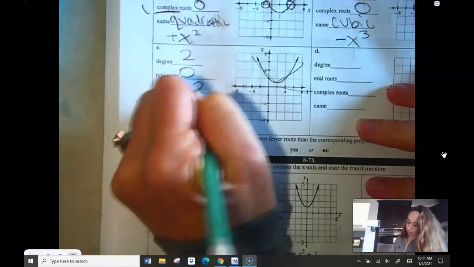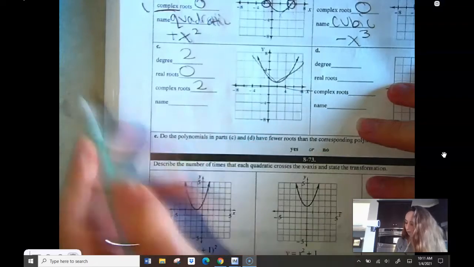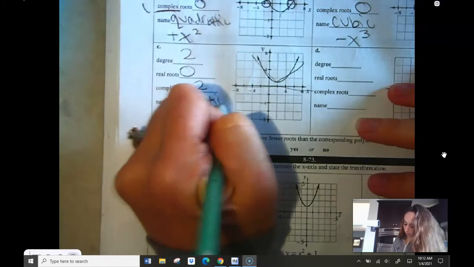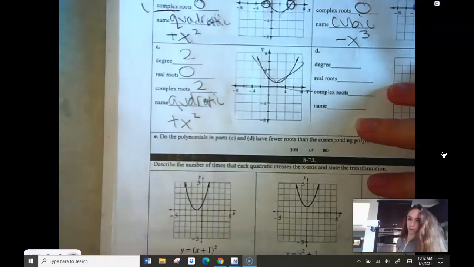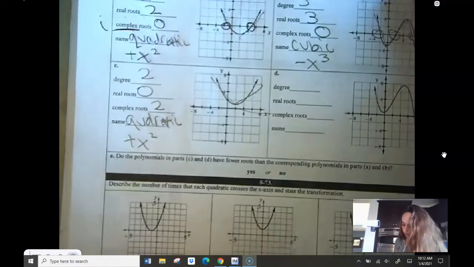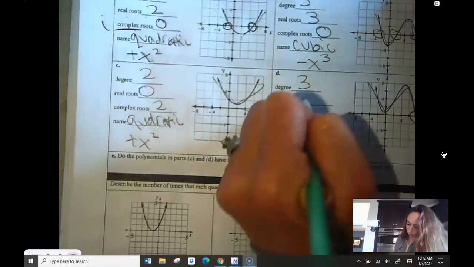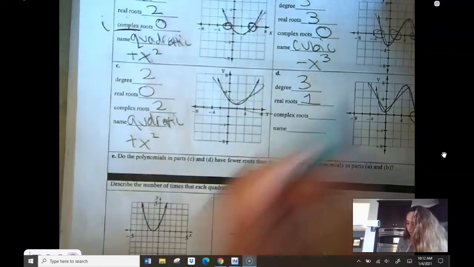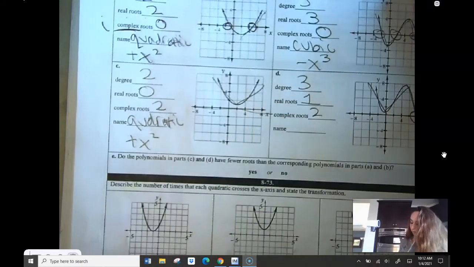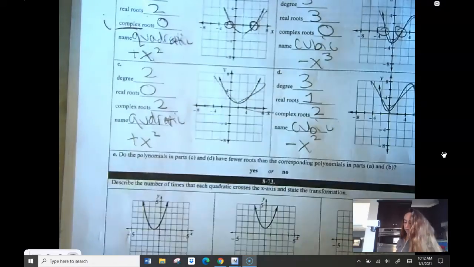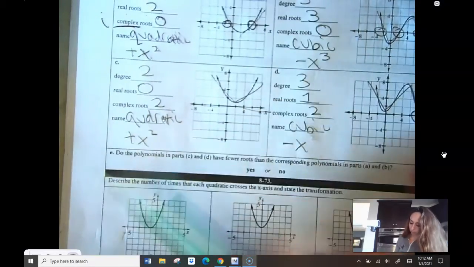Degree, 1, 2. Real roots, it's not crossing the x-axis at all. That means that both of them are imaginary. And the name is quadratic, and it's a positive x squared because it's going up. Okay, degree, 1, 2, 3. Real roots, it's really crossing 1 time. The complex roots, that means there's got to be 2, and it's a cubic, negative x squared. Oh, just kidding, negative x cubed.